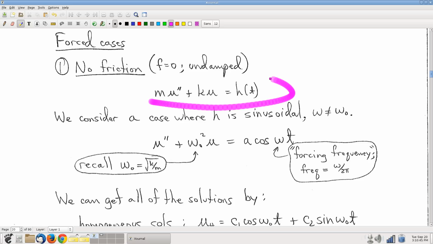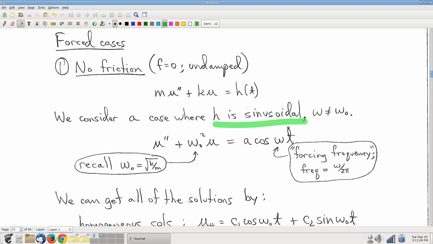And with this as our starting point, now we have to make a choice as to what we want this external force function to be. We can't solve this differential equation just in general for all possible h's. We have to make a choice. But what we're going to consider is a sinusoidal function.